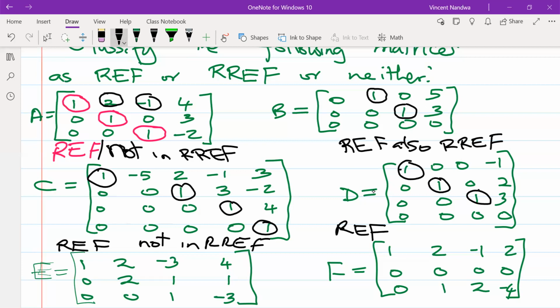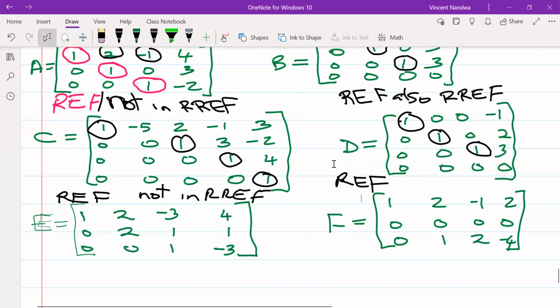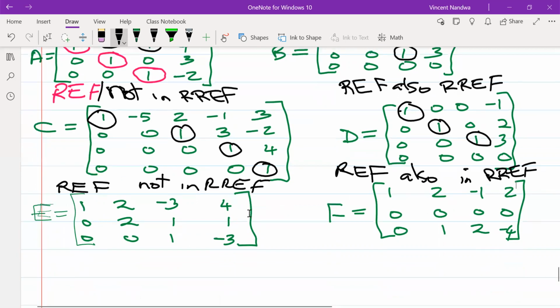Is it also in reduced echelon form? Yeah, it's also in reduced echelon form because, once it has satisfied all the conditions for row echelon form, you see that every column that has a leading one, all other elements are zeros. So you can clearly see them. So it's also in reduced row echelon form.